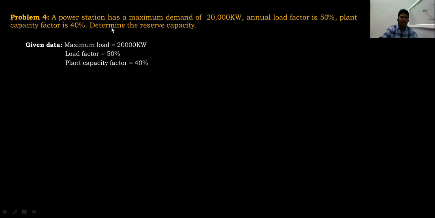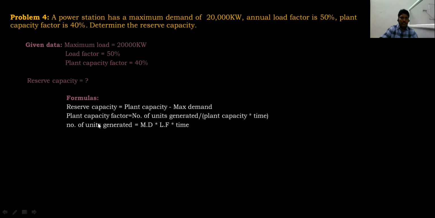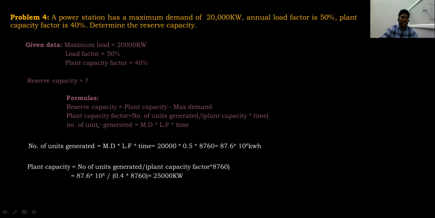maximum demand. Maximum demand is already given in the data. So we need to find plant capacity. Here the plant capacity factor is given as 40%. Plant capacity factor is equal to number of units generated in a year divided by plant capacity into number of hours. Therefore, from the data, we can find plant capacity. Plant capacity is number of units generated divided by plant capacity factor into 8760.